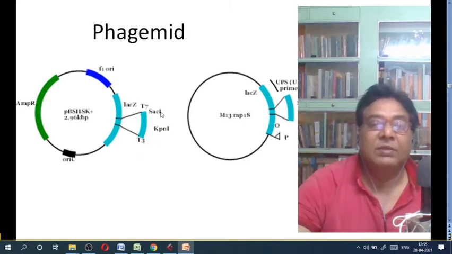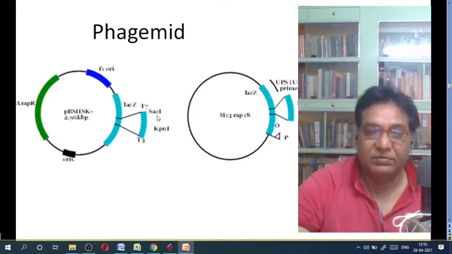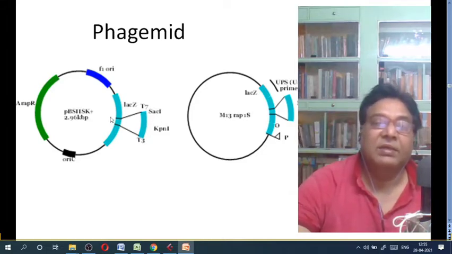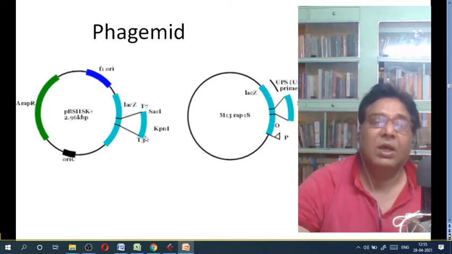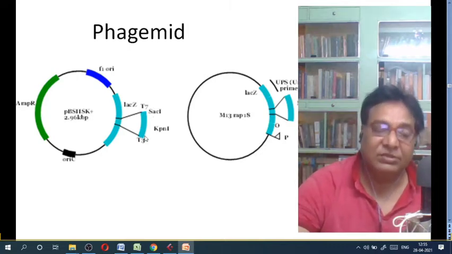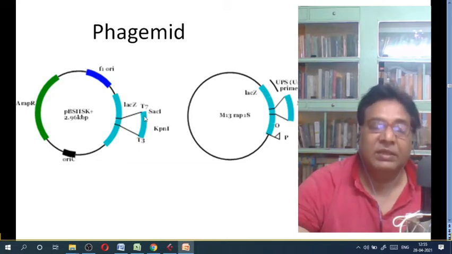The other version will be KS+, in which this portion will be in inverted position. And this is a transcription vector also, because this MCS contains two promoters, T7 and T3 viral phage promoters. So the insert that you are going to clone here, you can easily produce transcripts of that insert by using T7 RNA polymerase in an in vitro reaction.